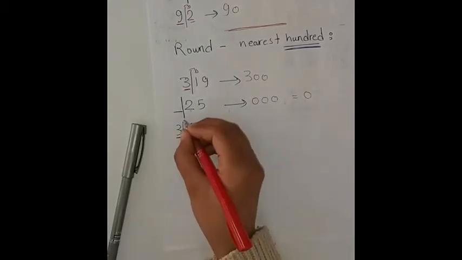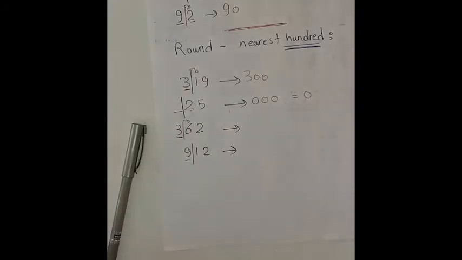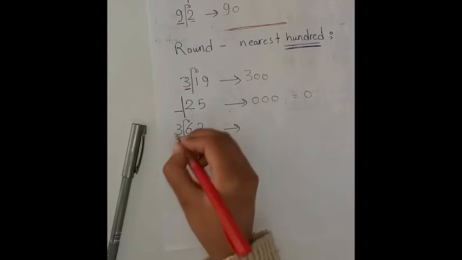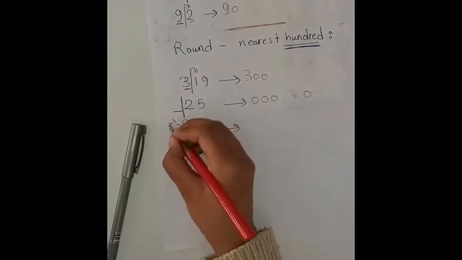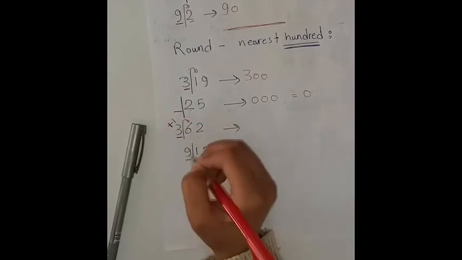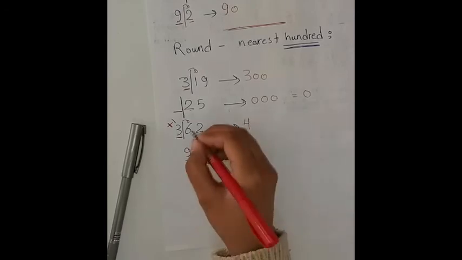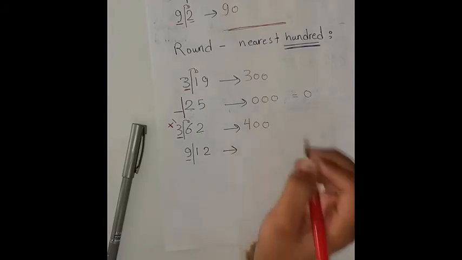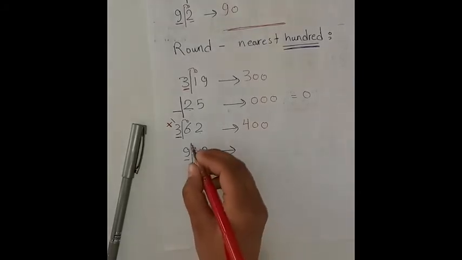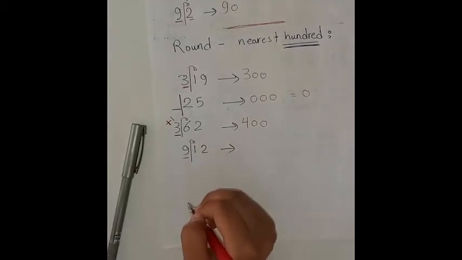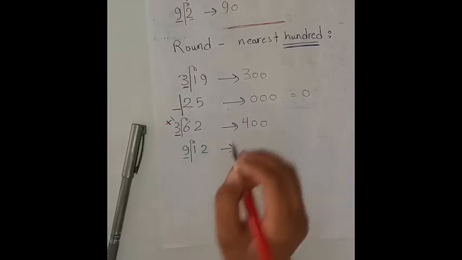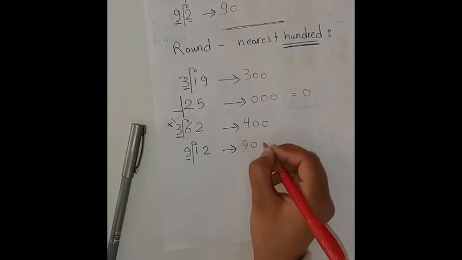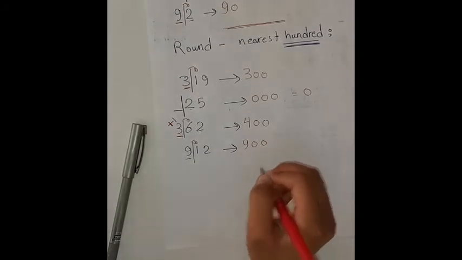Okay, if I have here, look at the right. 6, strong or weak? 6 is strong. Okay, so 3, when we do plus 1, will become 4. And the 6 we replace with 0, and the 2 also we replace with 0. Okay, here 9, look at the right number, weak or strong? Weak. So the 9 will stay the same, and replace the 1 with 0, and the 2 with 0.